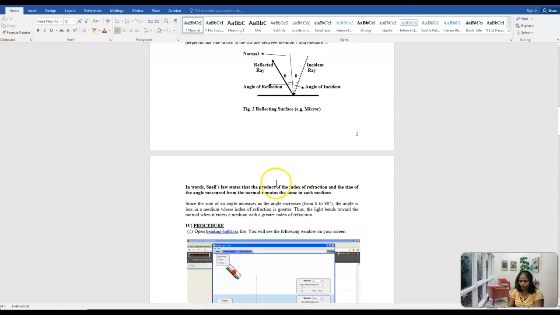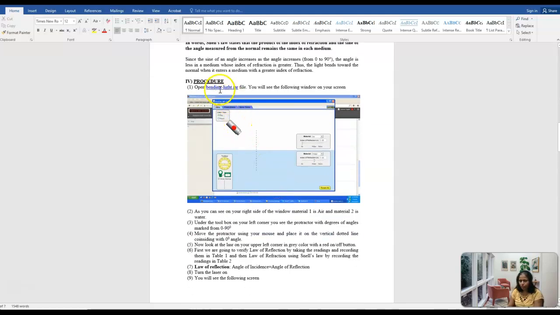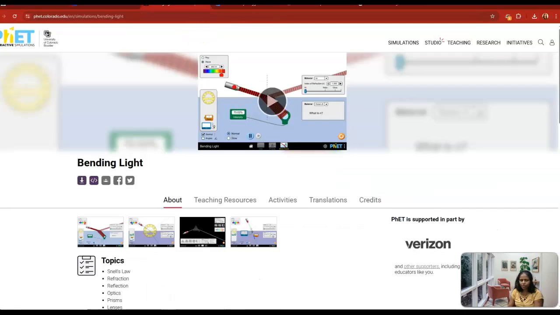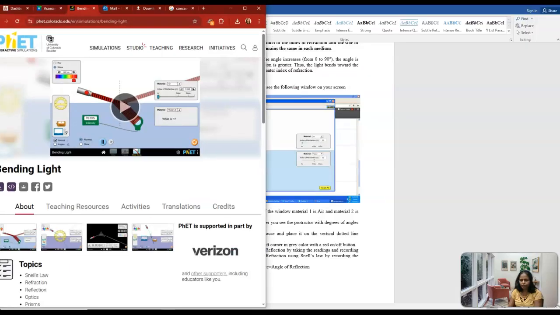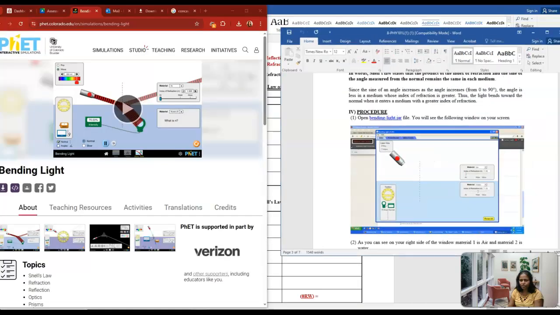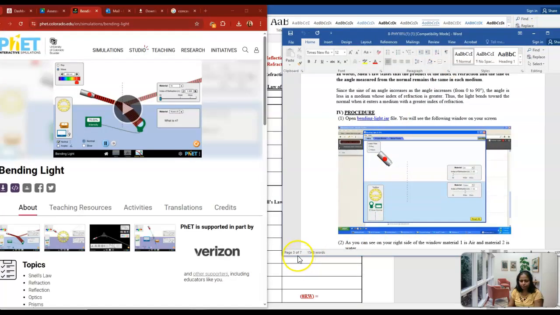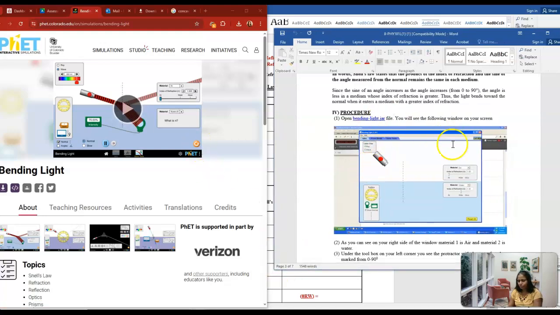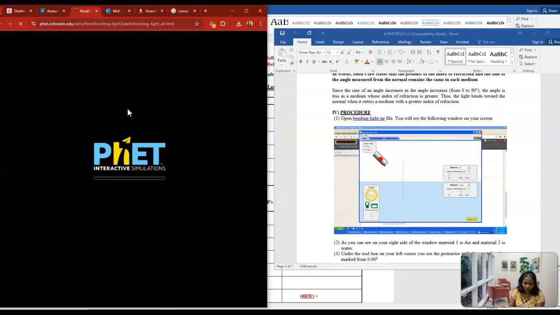Okay, so for that I'm just going to move on to this procedure section right here, and go to this link which is given right here. I always encourage you to do it as two windows side by side, right next to each other, so that you can just read this and do the experiment. Okay, so now I know that this is the simulation I need to click on, so I just clicked on that, and then I have this simulation right here.